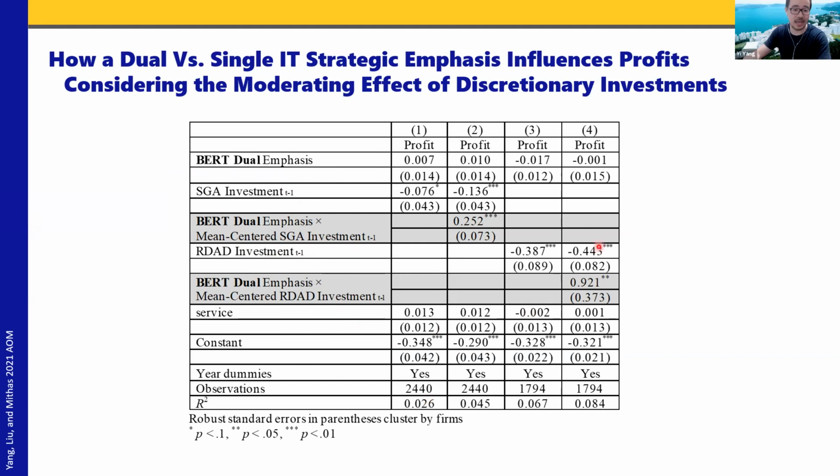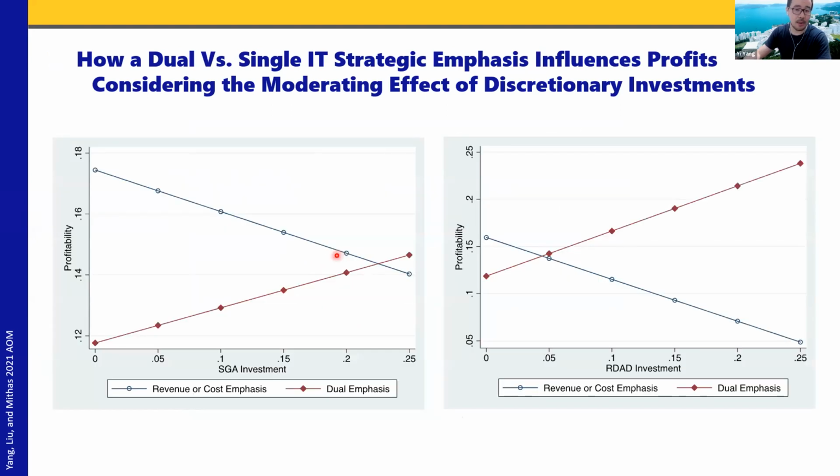We see that there's a significant positive relationship between the dual emphasis and the SG&A investment and the R&D and advertising investments. This is another view of the empirical result showing that the firm with the dual emphasis strategy has higher return on SG&A investments and research and development and advertising investments, compared to the firms only adopting a revenue-only or cost-only emphasis strategy.